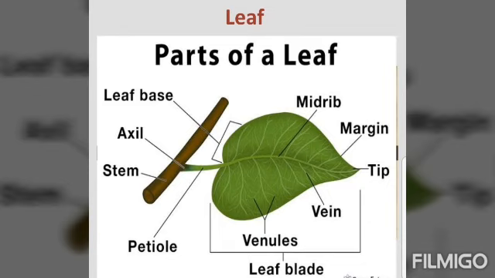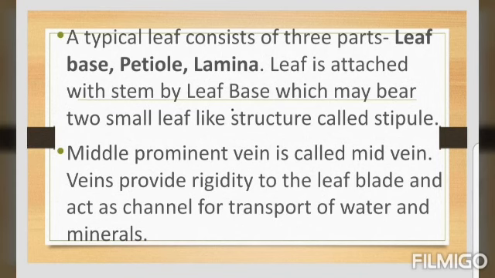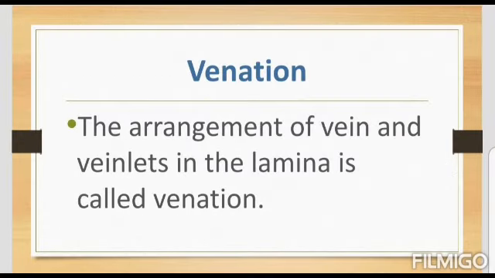called stipules. The lamina or the leaf blade is the green expanded part of the leaf with veins and veinlets. There is usually a middle prominent vein, which is known as the midrib. Veins provide rigidity to the leaf blade and act as channels of transport for water, minerals, and food materials.